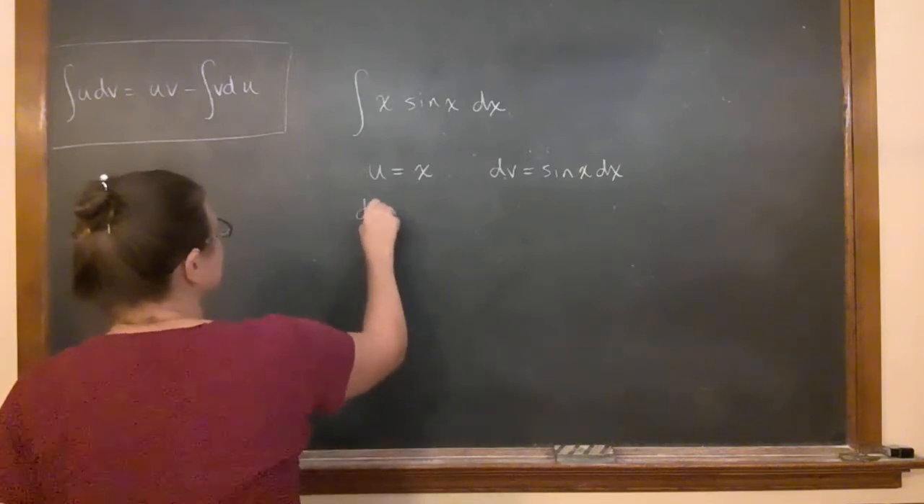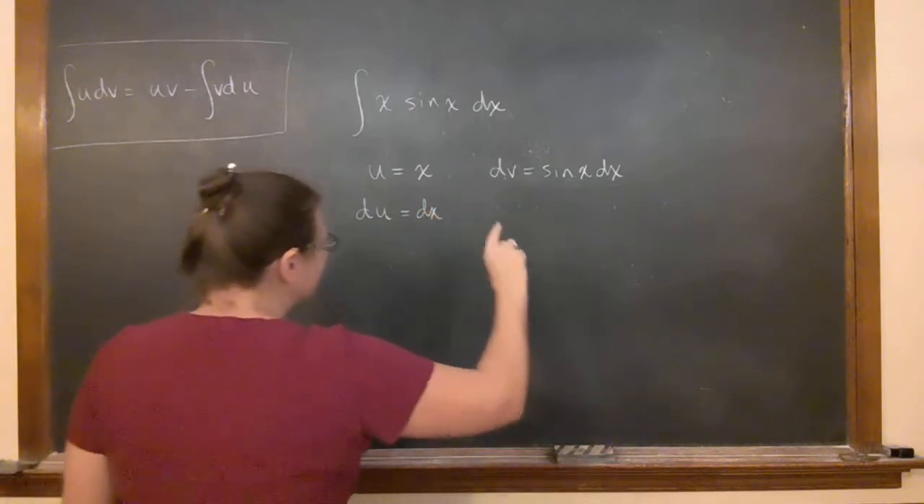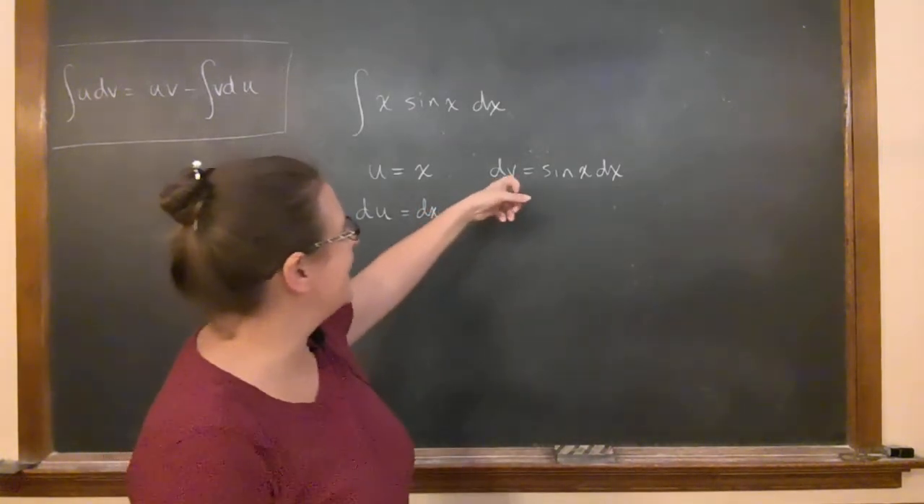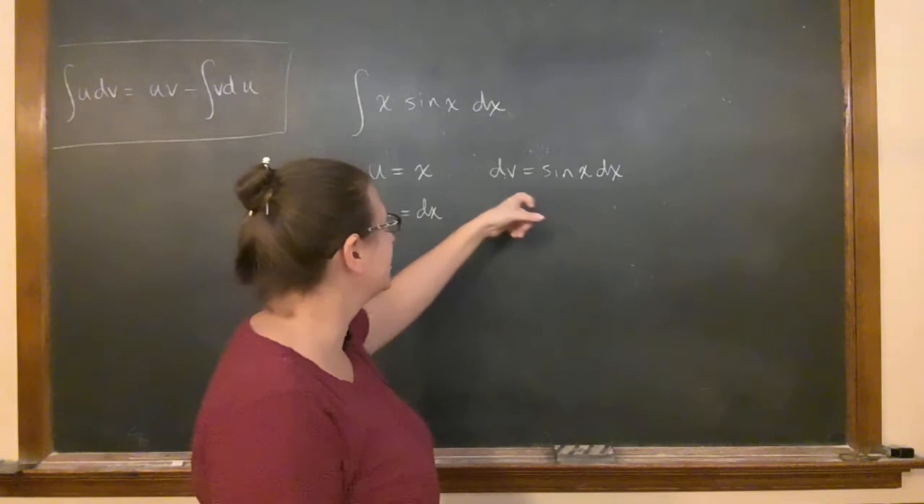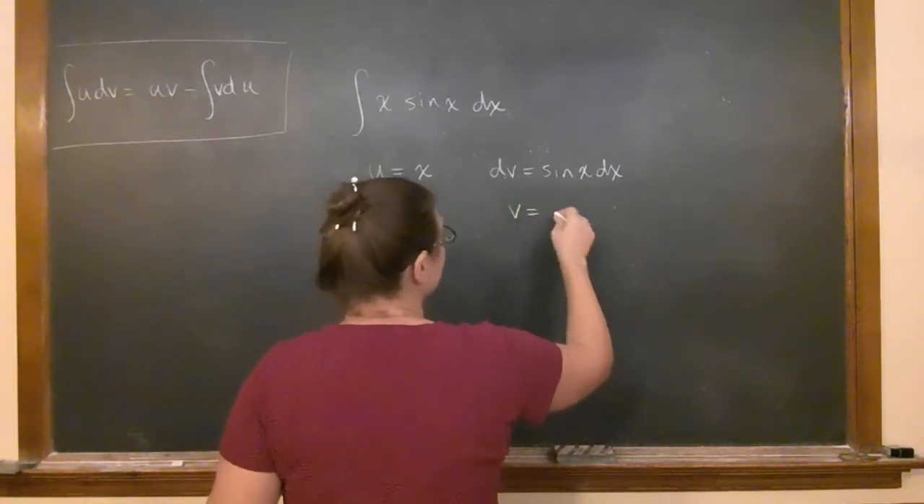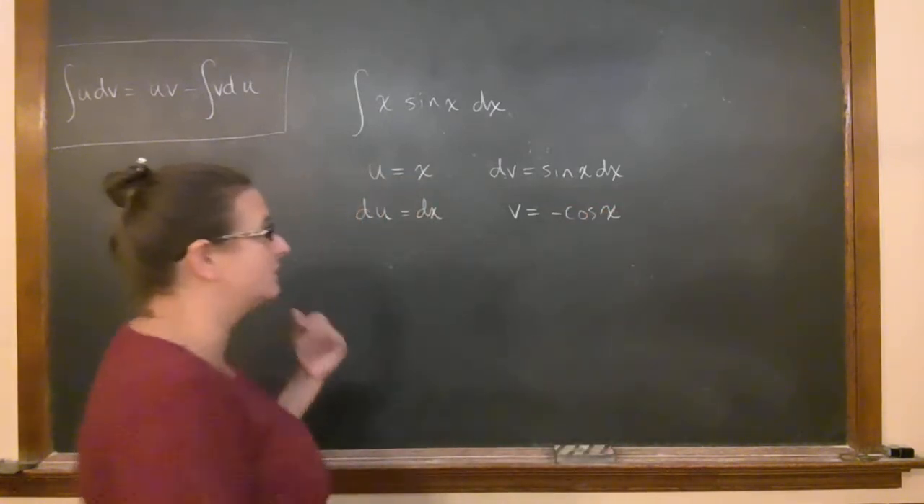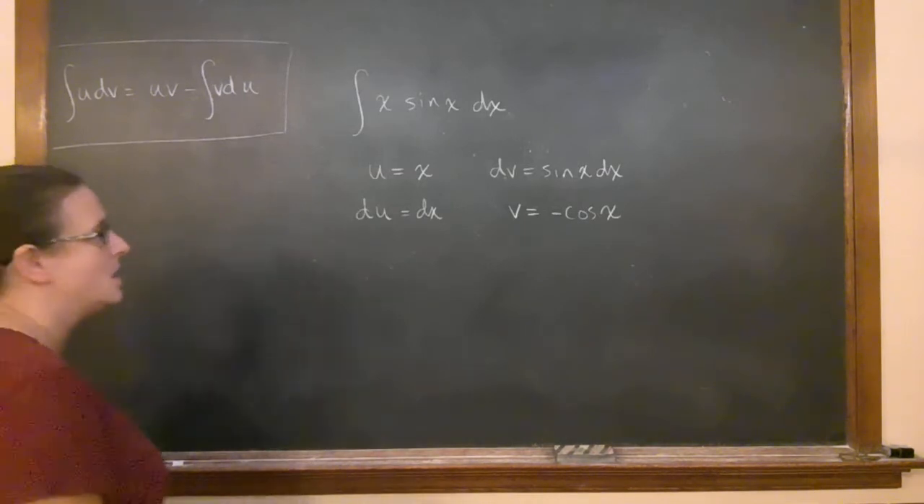Well, du is easy. I just take the derivative of u, right? And for v, I have to take the antiderivative here, right? Because this is dv. So I take the antiderivative. I want to get minus cosine of x, right? Because the derivative of cosine is negative sine.